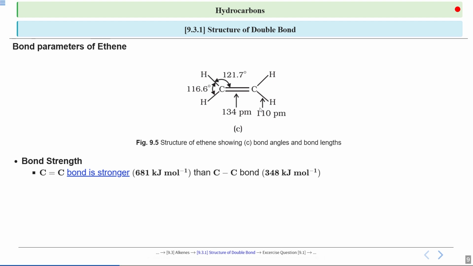The C=C bond in ethene is stronger than a C-C single bond. Specifically, the C=C has a bond strength of 681 kJ per mole compared to 348 kJ per mole for a C-C single bond. This difference is significant because it affects how ethene reacts with other substances.